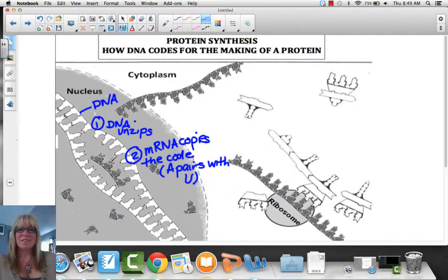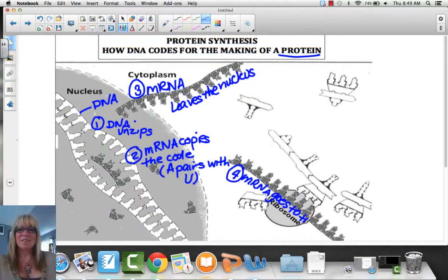So once the messenger RNA copies the code, it leaves the cell. So mRNA leaves the nucleus. Well, where is it going now? It has the instructions. So if we're making proteins, where are proteins made? Proteins are made at the ribosome. So the next thing that is happening is the messenger RNA, here it is again, same kind of string, mRNA goes to the ribosome. Here we are. This is where protein synthesis is going to take place. Now, proteins are made at the ribosome.